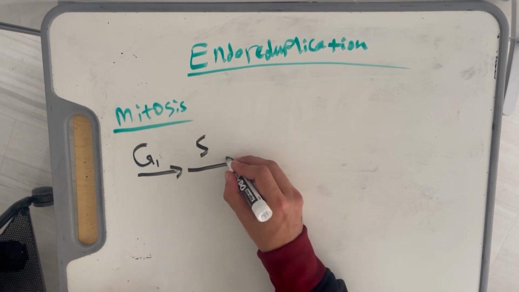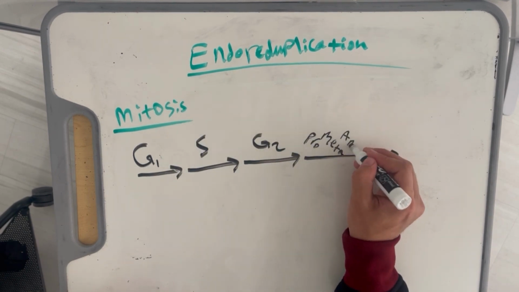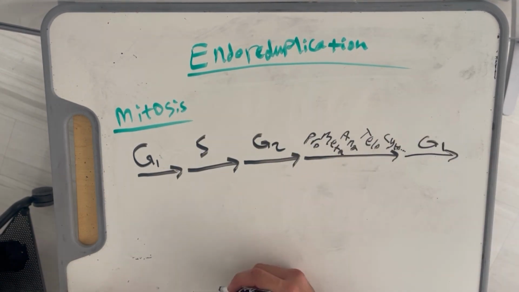Before the cell goes into mitosis, we have the G1, S, and G2. Then we go into mitosis, where we have the pro, meta, ana, and telophases. Simultaneously, the cytokinesis, where the cell will go ahead and split, and we start over again.